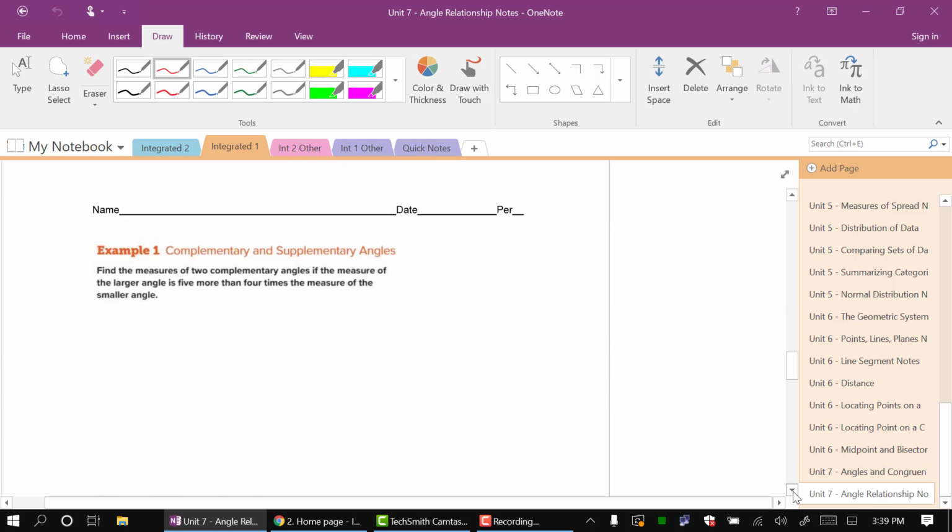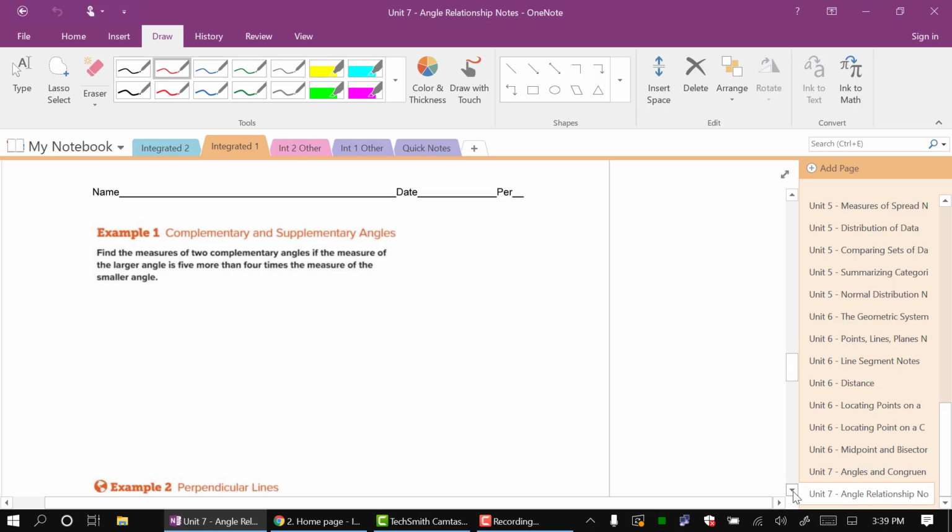All right, let's try an example problem. Find the measure of two complementary angles. If they're complementary, that means that the two angles are going to add together to give you 90 degrees. If the measure of the larger angle is 5 more than 4 times... So we have a small angle and we have a large angle.